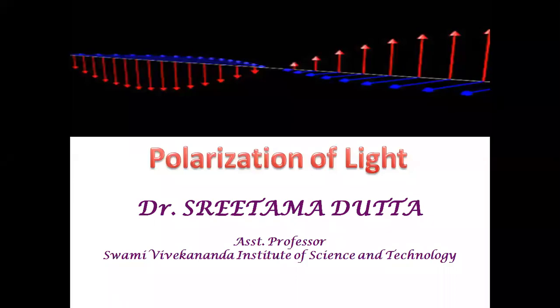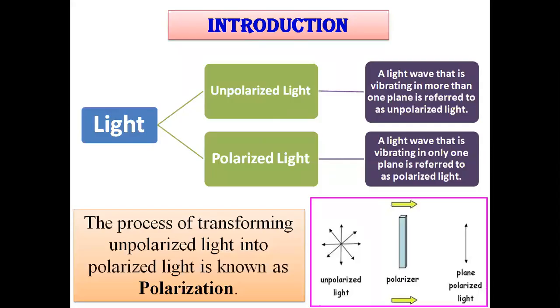Dear students, today's topic is polarization of light. Light can be categorized in two different categories. One is unpolarized light and the other is polarized light. An unpolarized light can be defined as when a light wave vibrates in more than one plane, whereas a polarized light can be defined as when a light wave vibrates in only one plane. So, what is polarization? Polarization is a process of transforming unpolarized light into polarized light.